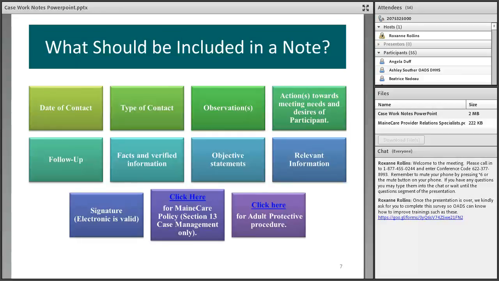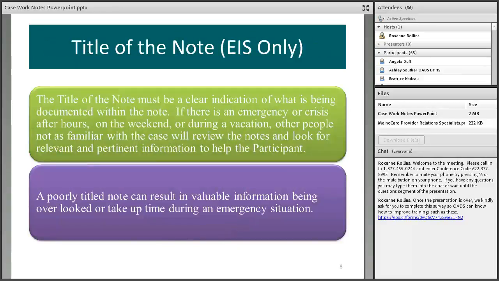If you have this PowerPoint electronically, you can then click on this box, the middle box there at the bottom, to read Section 13 of the MaineCare policy if you'd like to read it in whole, see what it says. In the next box for adult protective case managers, you can click here for the APS procedure.